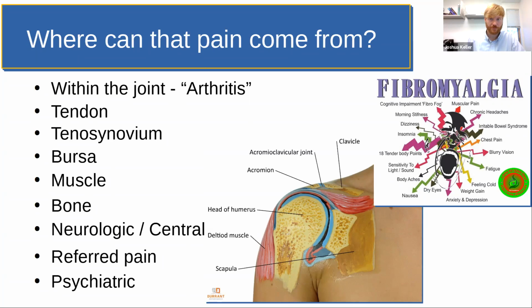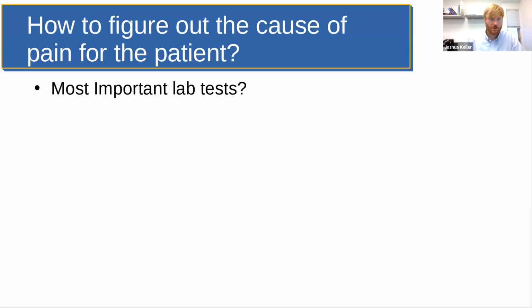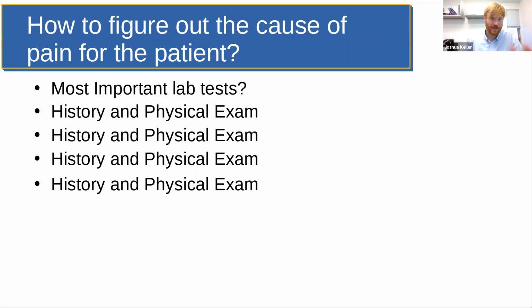And so this patient comes to you with pain or arthritis or joint pain, joint area pain. The most important lab test to then check at that point is the history and physical exam. And that's basically the way that we diagnose arthritis or inflammatory arthritis.